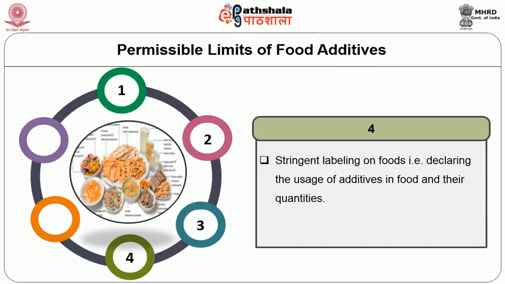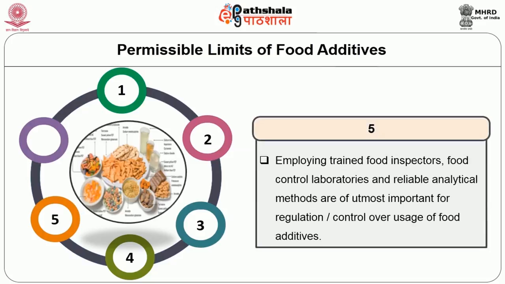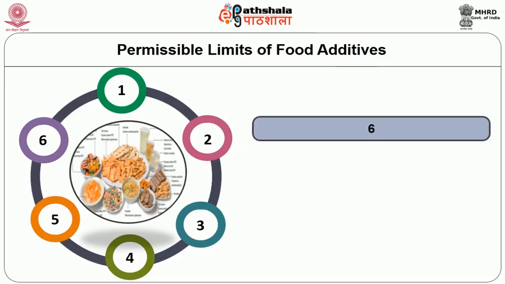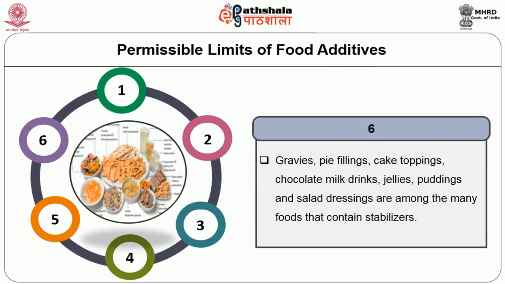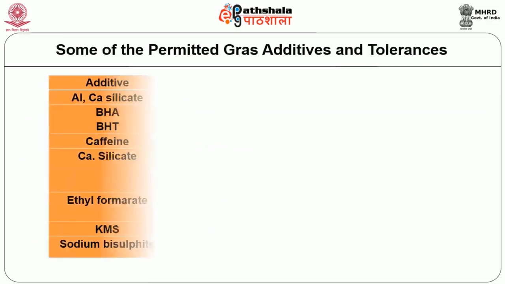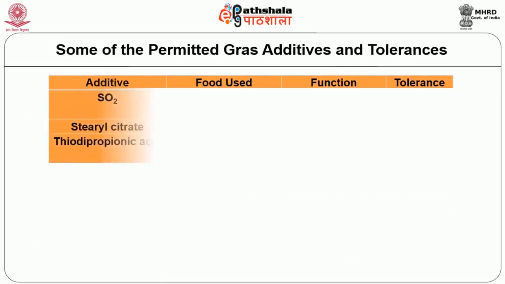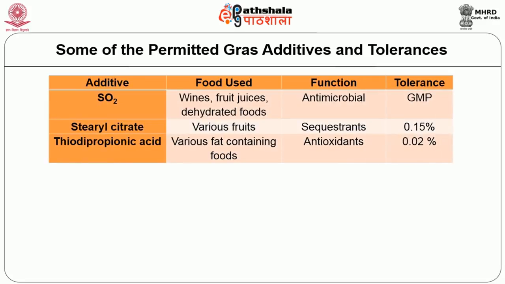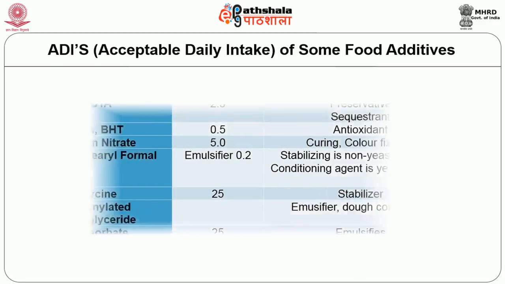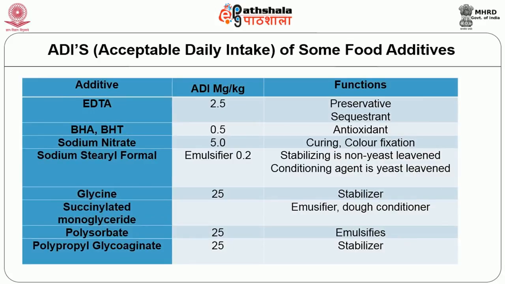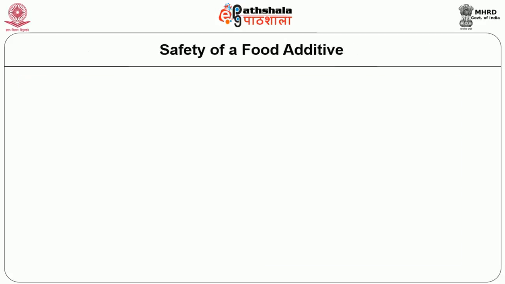Stringent labeling on foods, that is declaring the usage of additives in foods and their quantities, is required. Employing trained food inspectors, food control laboratories, and reliable analytical methods is of utmost importance for regulation and control over usage of food additives. The table shows the permitted additives and their tolerance to be used in foods. The table shows the acceptable daily intake of some food additives and their function in foods.